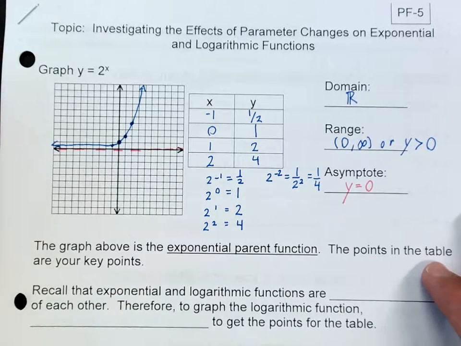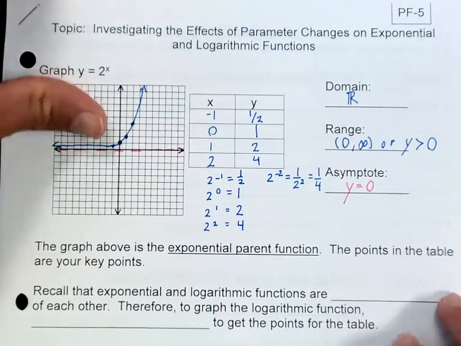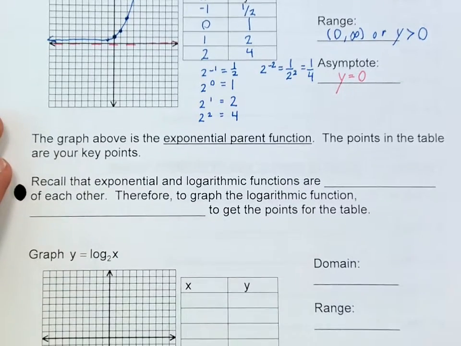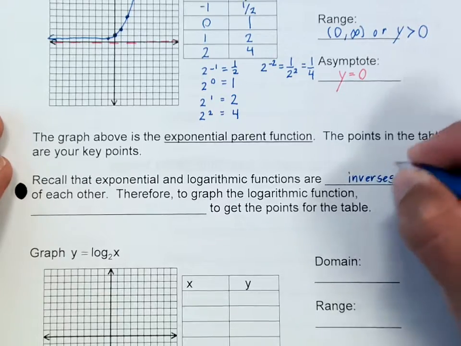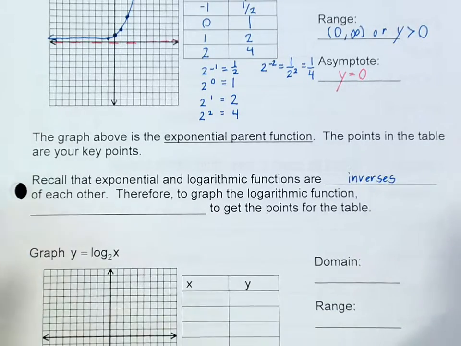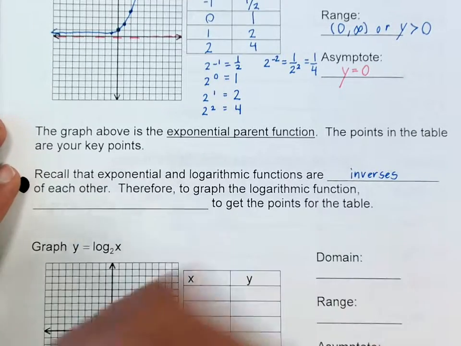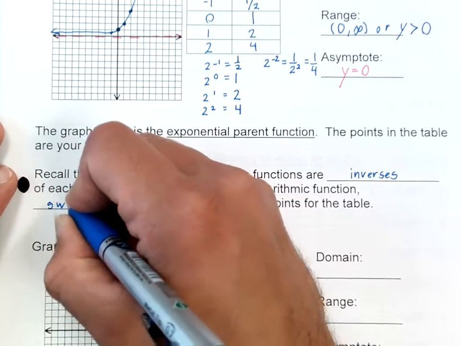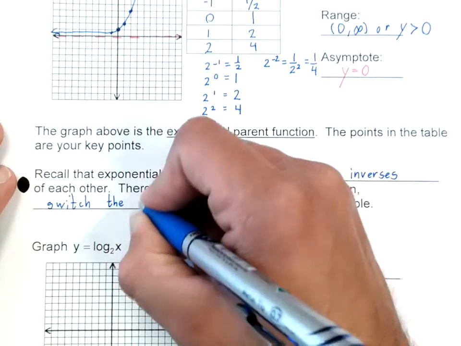So that one perhaps is not too bad, but the logarithm is the one that's really strange because there's no way for me to get those points unless I use this point. So you're going to see what I mean. All right, so recall that the exponential and logarithmic functions are inverses of one another. And I talked about this at the very beginning of the lesson when we talked about all the parent functions that we had. So they're inverses of each other. Therefore, to graph the logarithm function, you must switch the x and y's.